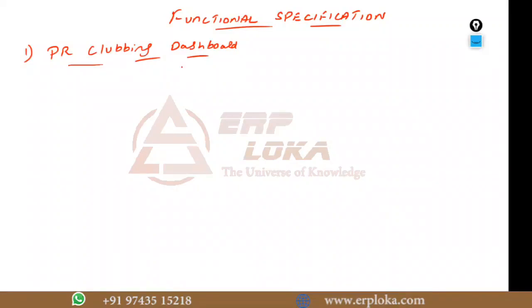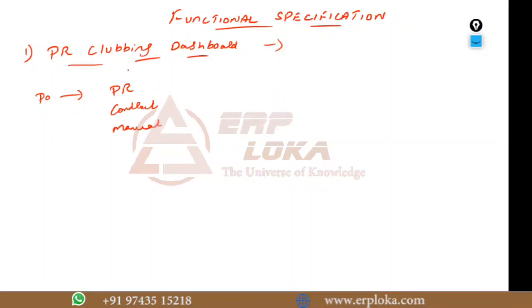So what was the requirement from the client? The requirement was a PR clubbing document or PR clubbing dashboard. What is this PR clubbing dashboard? Let me explain. For example, to generate a PO, what are the sources? The sources are PR, and it may have contract, maybe your requirement, and based on the manual requirement, you will raise a PO.